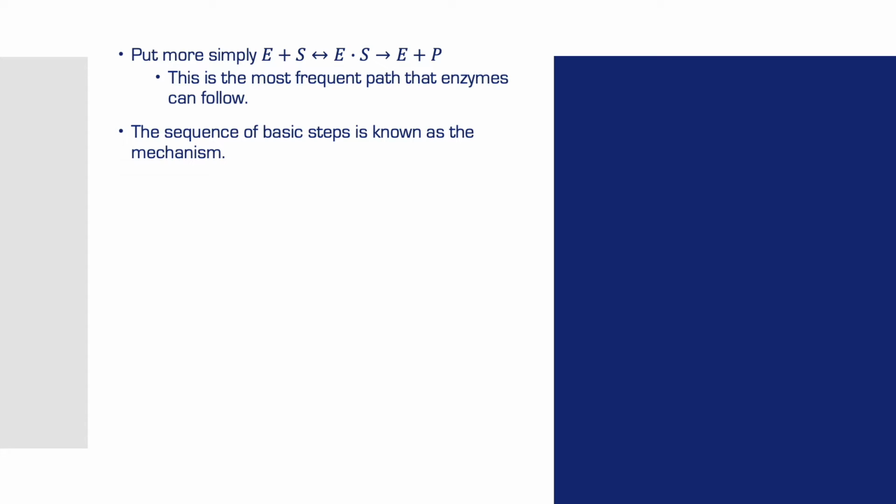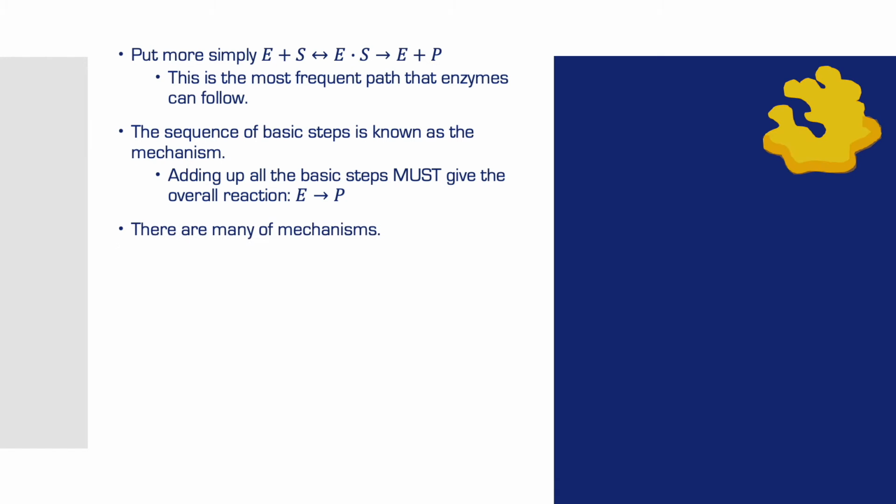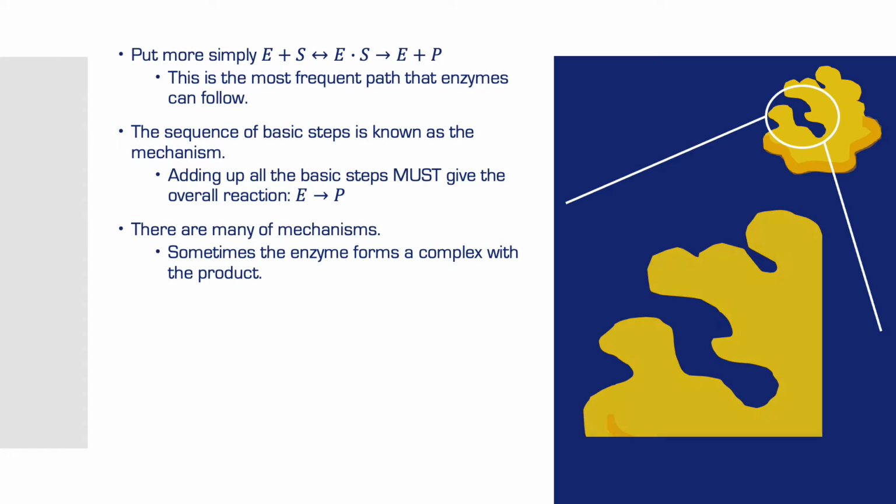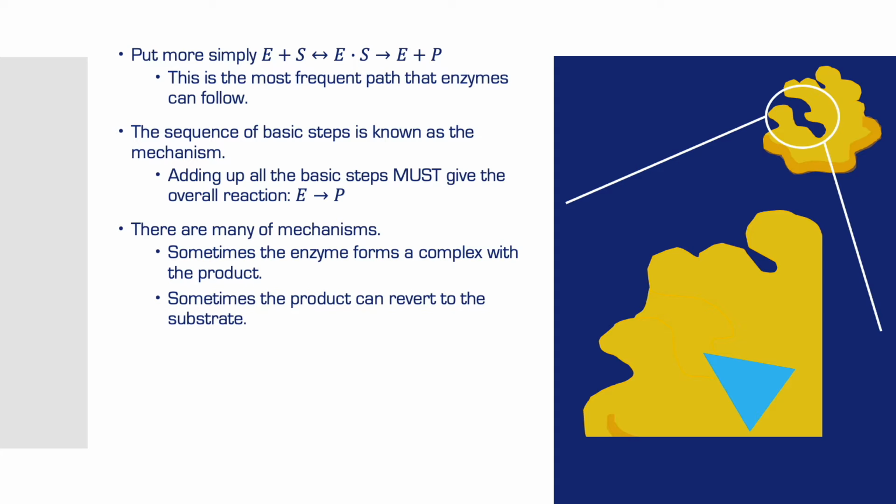The sequence of basic steps is known as the mechanism. Adding up all these basic steps must give the overall reaction, enzyme to product. There are many types of these mechanisms. Sometimes the enzyme forms a complex with the product. Sometimes the product can revert to the substrate.